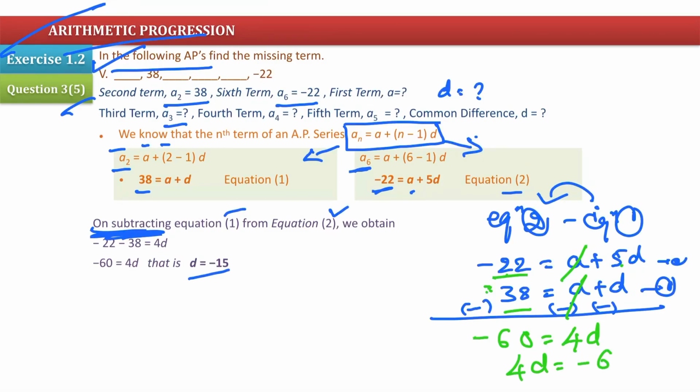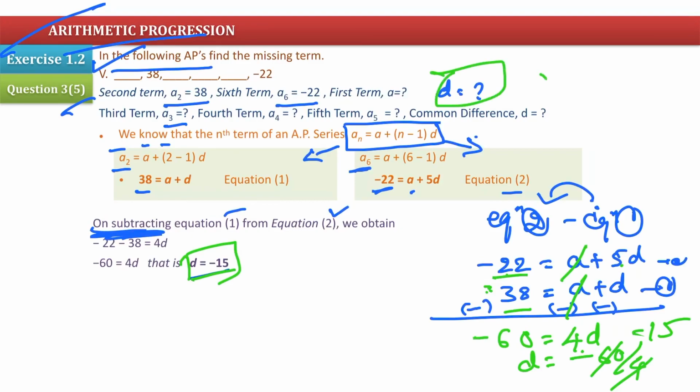So D is equals to minus 60 divided by 4. So minus 15 is the answer. The D value we found is minus 15. See here, the D value we didn't know, so now we found that the D value is minus 15. So now this value I am going to assign to equation 1.